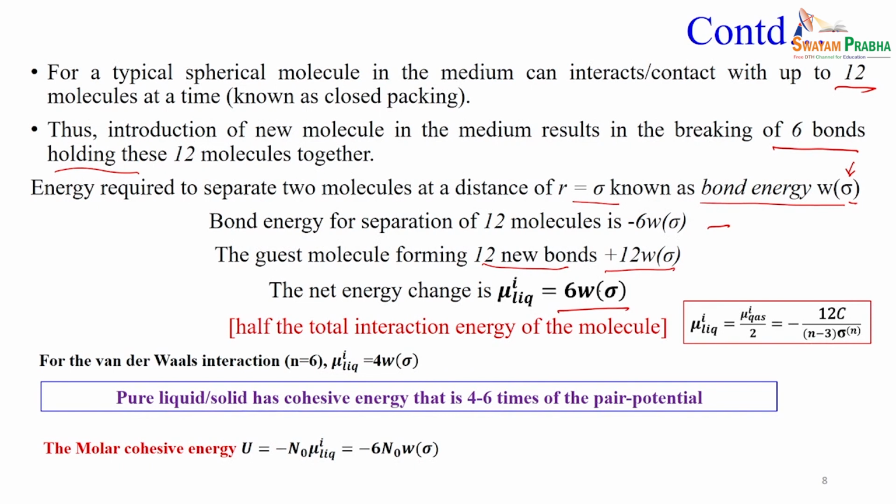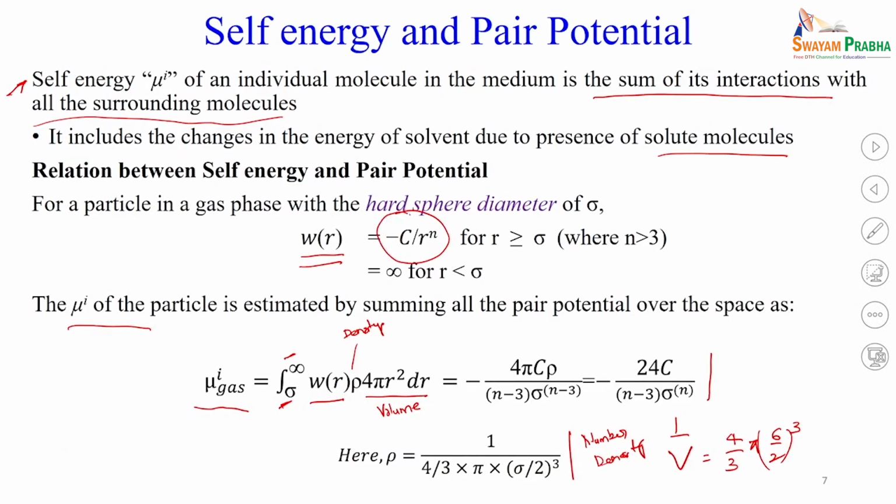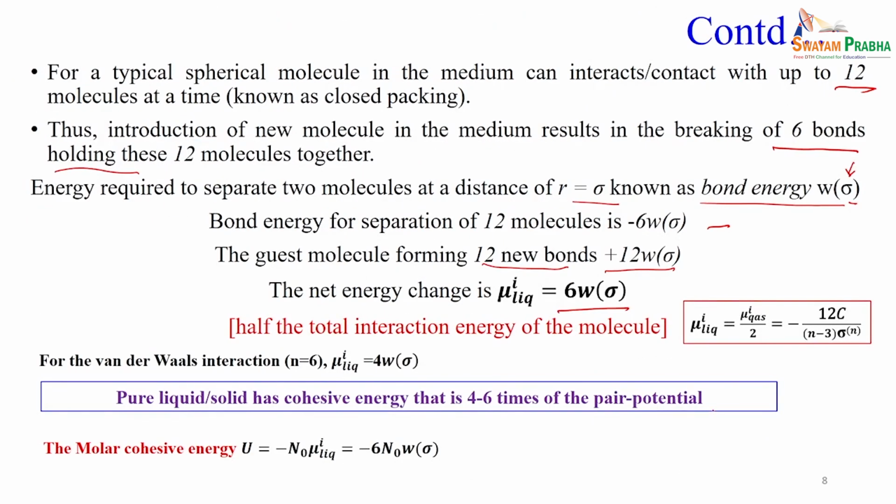Now, if you remember the value of the pair potential from the last slide, it was 24 C divided by (n minus 3) into sigma to the power n. As it is half of this, we just divide by 2 and get minus 12 C upon (n minus 3) into sigma to the power n. So, what it says is minus C upon sigma to the power n into 12 upon (n minus 3).